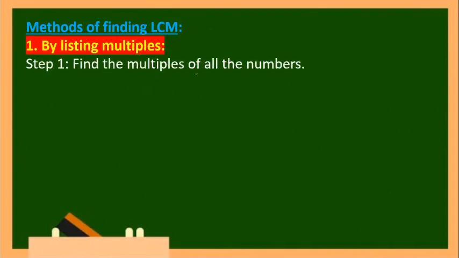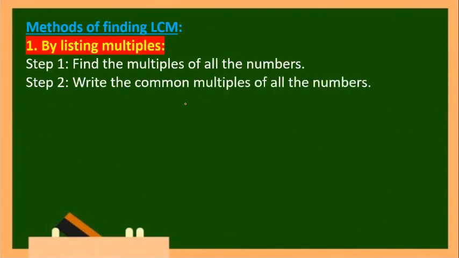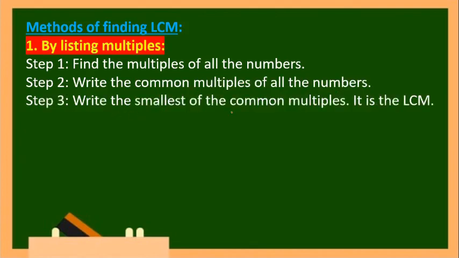Now, methods of finding LCM. First one, by listing multiples, the same method which we have done. Step 1: find the multiples of all the numbers. Next, write the common multiples of all the numbers. Write the smallest of the common multiples. It is the LCM. We have done one example, right? Same example, that is listing multiples.